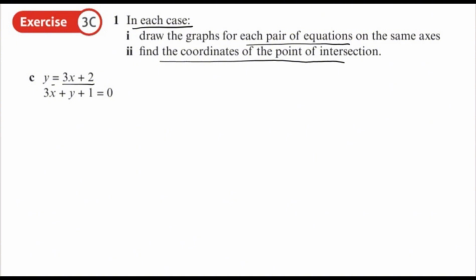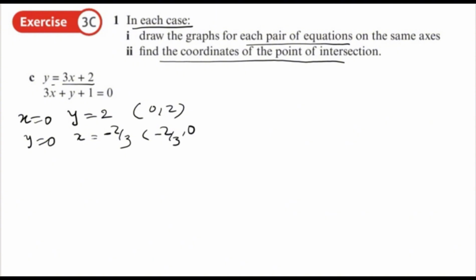So what I will do is first I will substitute x is equal to 0. So y is equal to 2. If I put y is equal to 0, that will give me x is equal to minus 2 over 3. So this coordinate I can say is (0, 2), and this coordinate is (minus 2 over 3, 0). Don't forget, we always write the x coordinate first. So this is for the first equation.